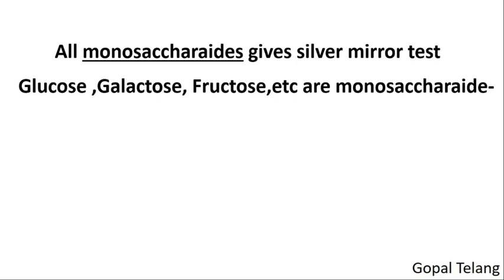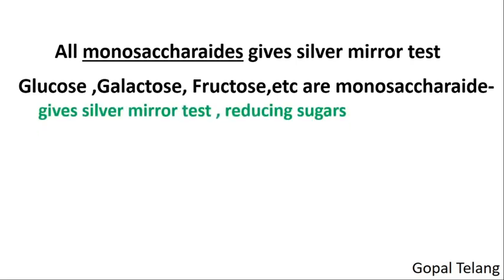Now some interesting facts about carbohydrates. All monosaccharides give the silver mirror test. All. For example, glucose, galactose, fructose react with Tollens reagent and Fehling solution also, and therefore are termed reducing sugars.